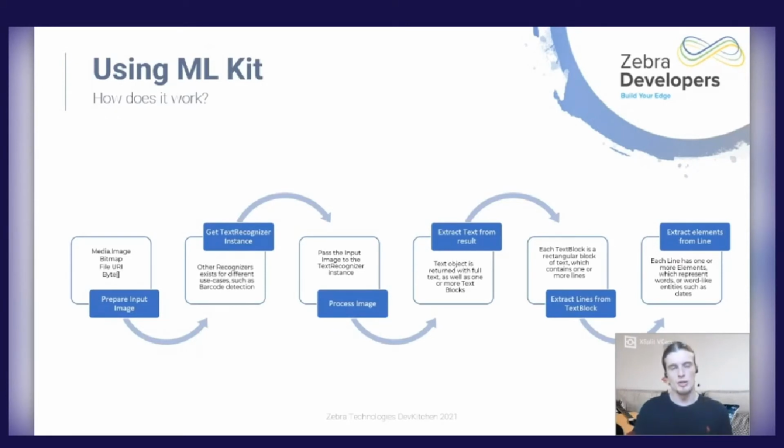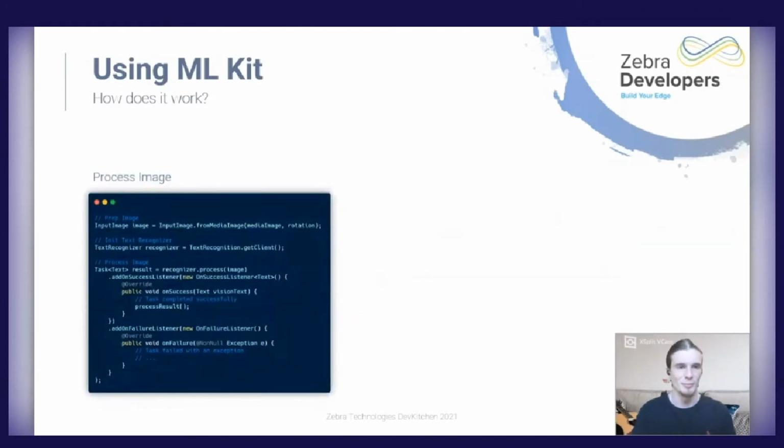So once we've processed that image, there's 3 more steps to take. We get the entire text back, and we need to break that down into its individual text blocks. For each text block, we need to get the lines from it. And then from each line, we need to get the elements from that line, and those elements are what make up that text block. I think that's maybe a little bit confusing just looking at the flow diagram here, so let's put that into a little bit of practice.